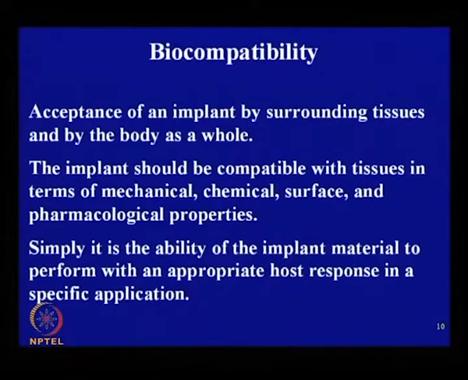So, acceptance of an implant by surrounding tissues and by the body as a whole can tell you about the biocompatibility. The implant should be compatible with tissues in terms of mechanical, chemical, surface and pharmacological properties. Simply, it is the ability of the implant material to perform with an appropriate host response in a specific application. Host response, the response of the host after putting this thing, the behavior of the host.